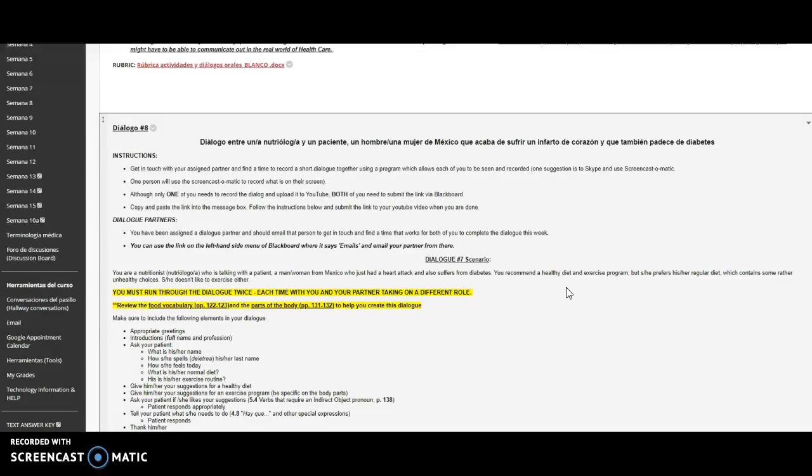And so you're going to review prior vocabulary over food as well as parts of the body. You should have appropriate greetings, introductions. You're going to ask the patient for his or her name and then how to spell the last name. Find out how he or she feels today. What is his or her normal diet and exercise routine.